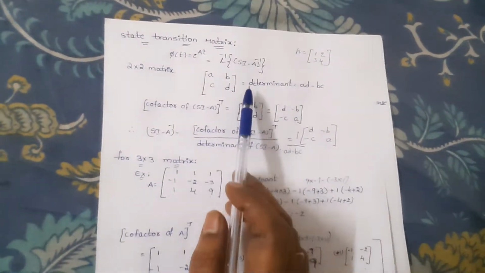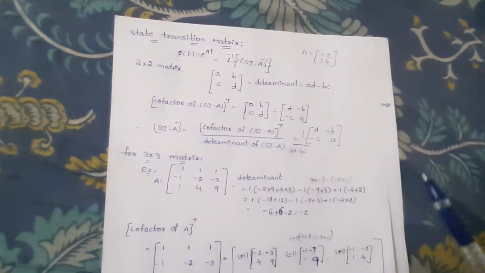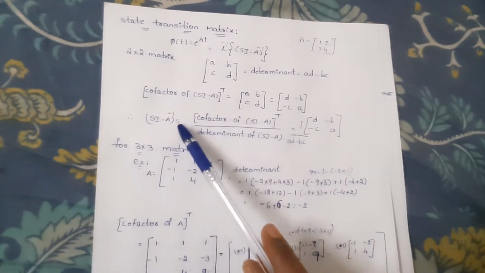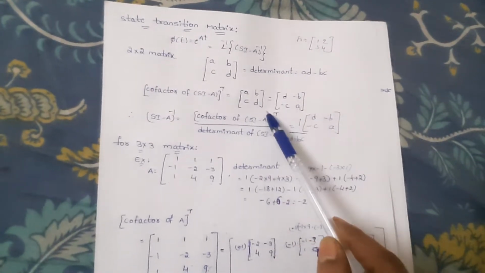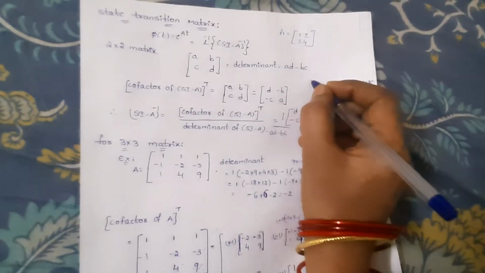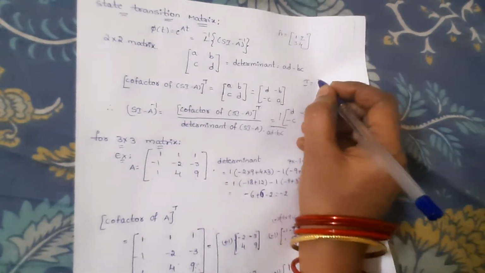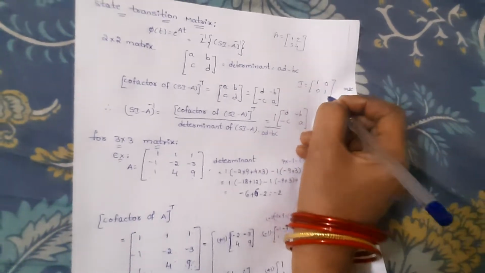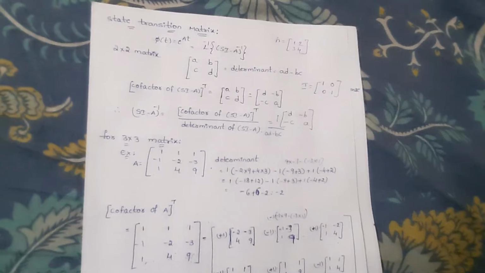Okay. This is just the basics of this (SI minus A) whole inverse. If you are given a 2 by 2 matrix or 3 by 3 matrix, then how to determine this (SI minus A) whole inverse. In the exam they will give A matrix. Okay. And this I is the unity matrix or identity matrix. If it is 2 by 2, you should write 1, 0, 0, 1.